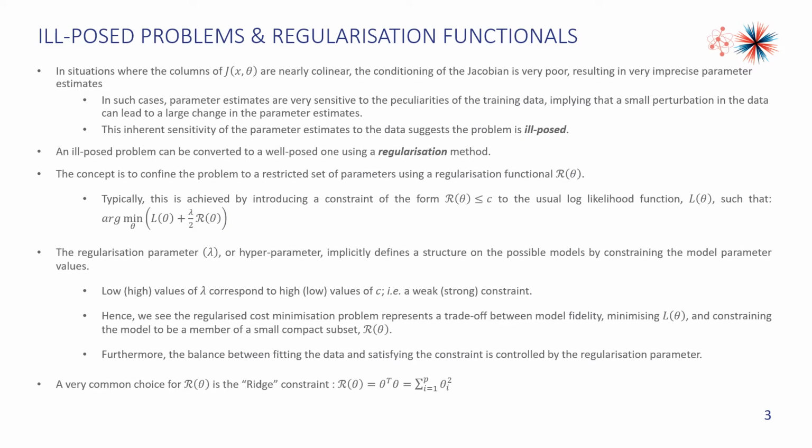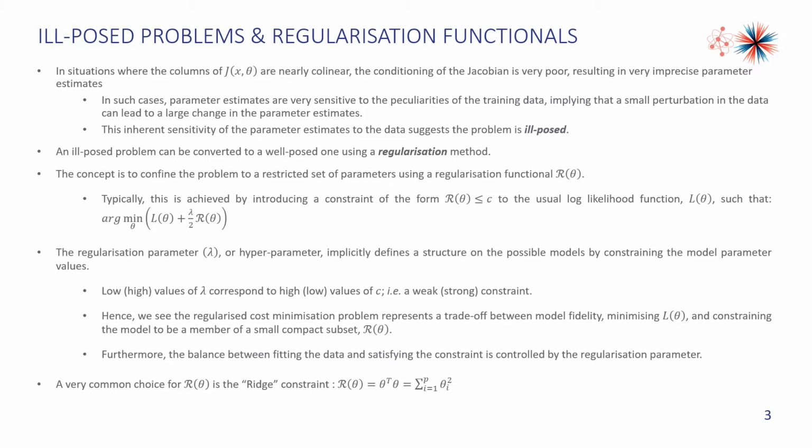In situations where there are near linear dependencies among the columns of the Jacobian matrix, the conditioning of that matrix can become very poor. This can result subsequently in very imprecise parameter estimates. Under these circumstances, parameter estimates themselves can be very sensitive to the peculiarities of the training data, implying that a small perturbation in the data leads to a large change in the parameter estimates or even their sign. This is very undesirable, clearly. The inherent sensitivity of the parameter estimates to the data suggests that this problem is ill-posed.